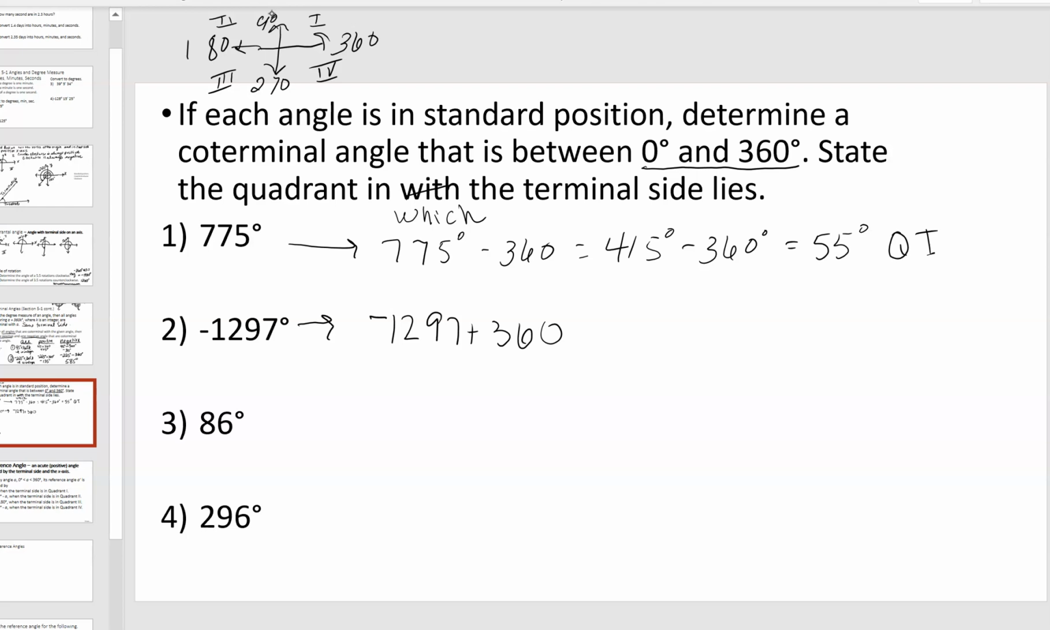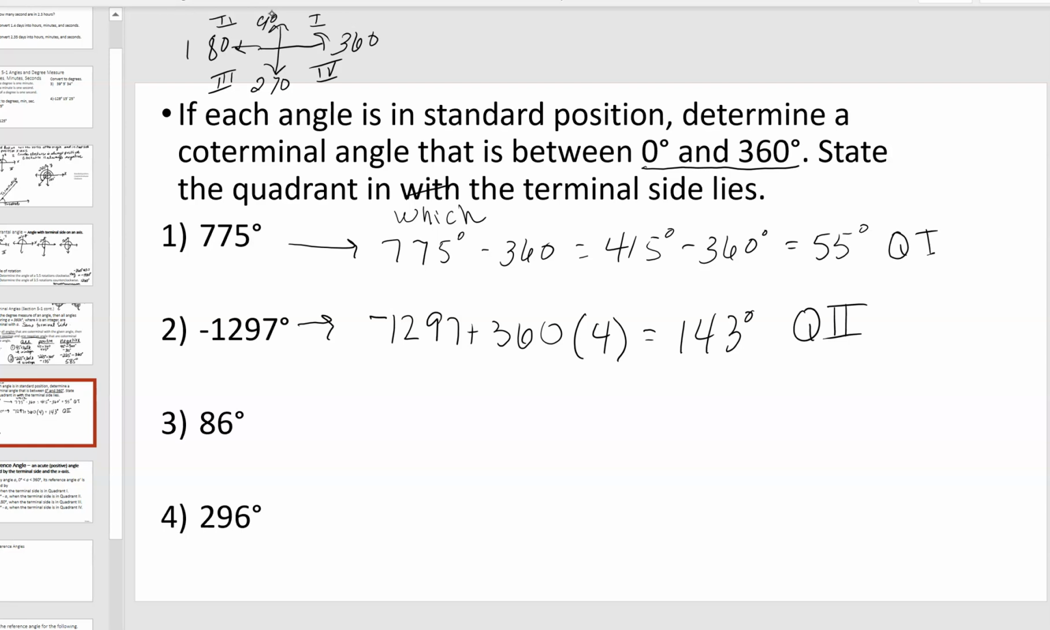Now some of you will think about it, I don't want to do it in steps, do 5 steps or whatever. You might want to think about, well, 360 times 4, what's that? It's 1440. So I'm going to actually add this 4 times. All right. So I'm going to take and add negative 1297 and 1440, and that's going to give me 143 degrees. Now 143 degrees, if I look up at my little quadrant, where is that going to land? Where is that terminal side going to land? It's going to land in quadrant 2.